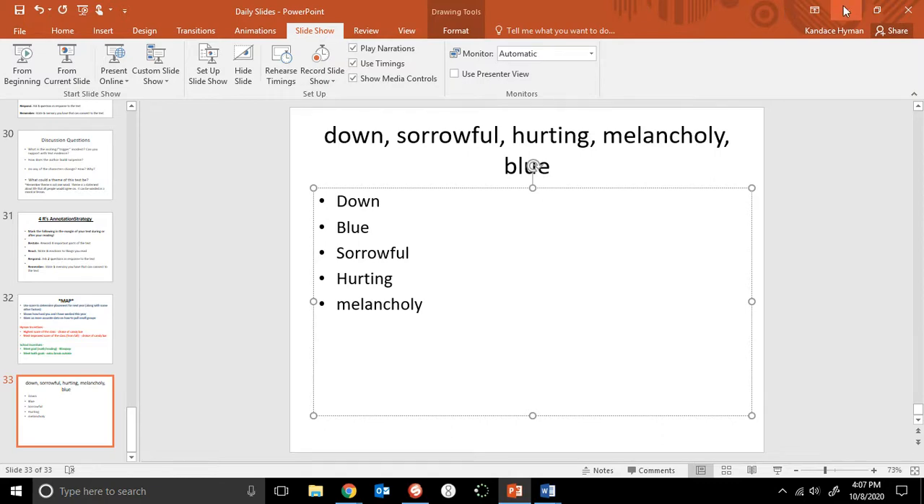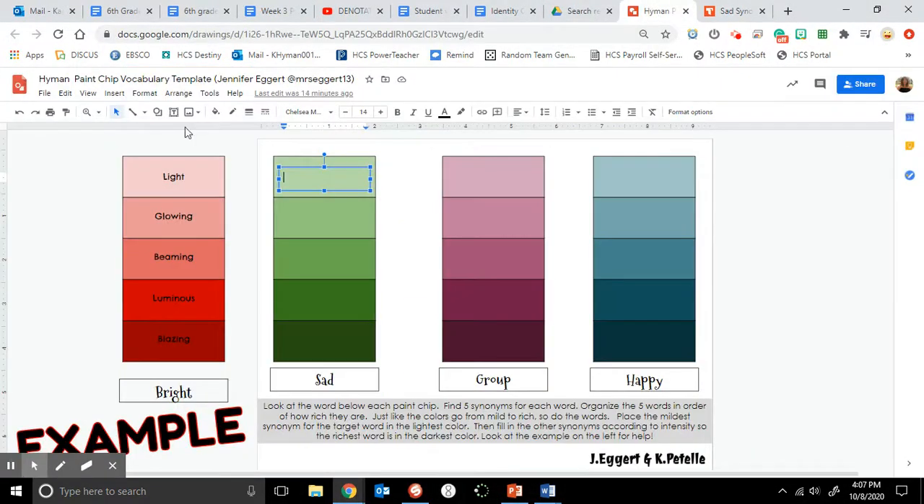So what I'm going to do is I am going to go back to the assignment, and once I decide my 5 words and maybe write them down on a sheet of paper, now I'm going to put them in order and I'm just going to type the better connotation at the top. So if I say I'm down, that doesn't sound too bad. If I say I'm blue, it sounds a little bit worse. If I say I'm sorrowful, that sounds a little bit worse. If I say I am hurting, that sounds a little bit worse. And melancholy sounds the worst.